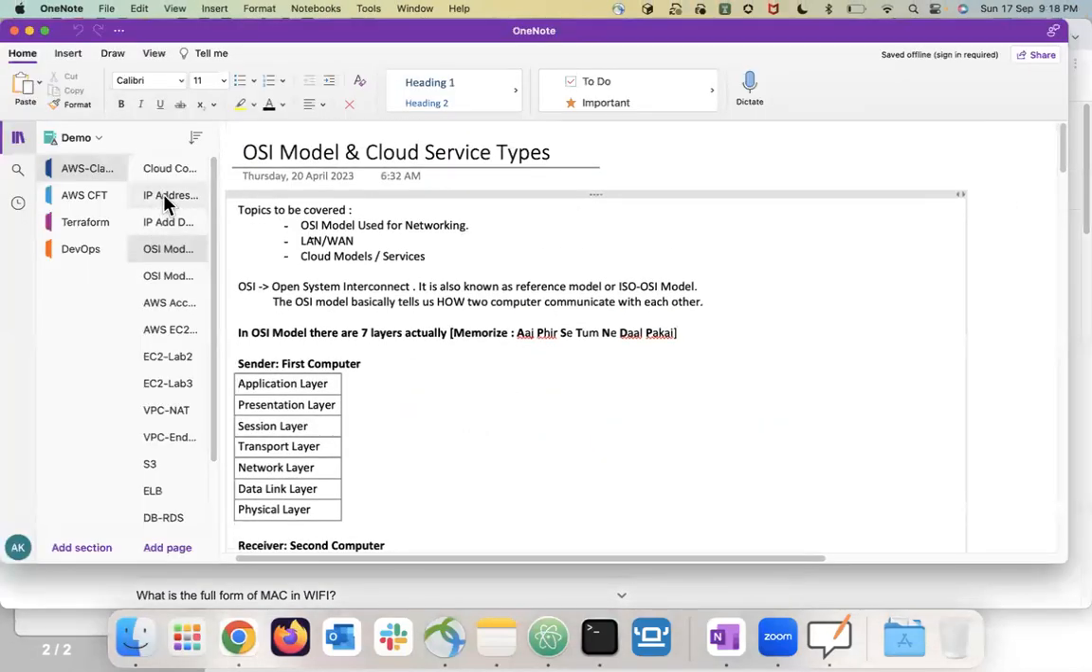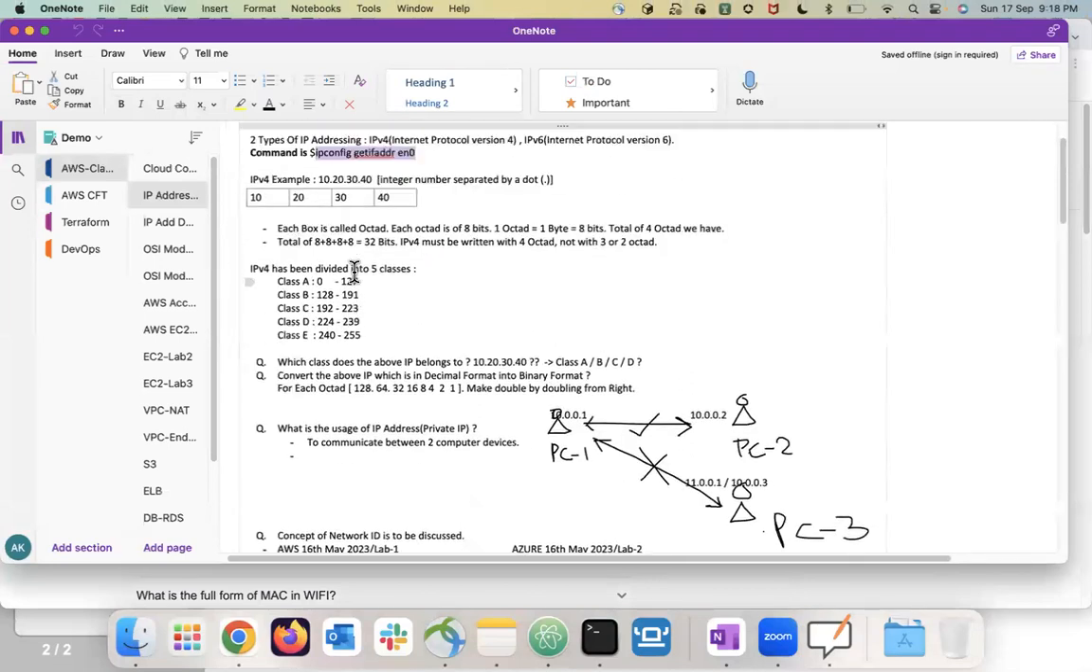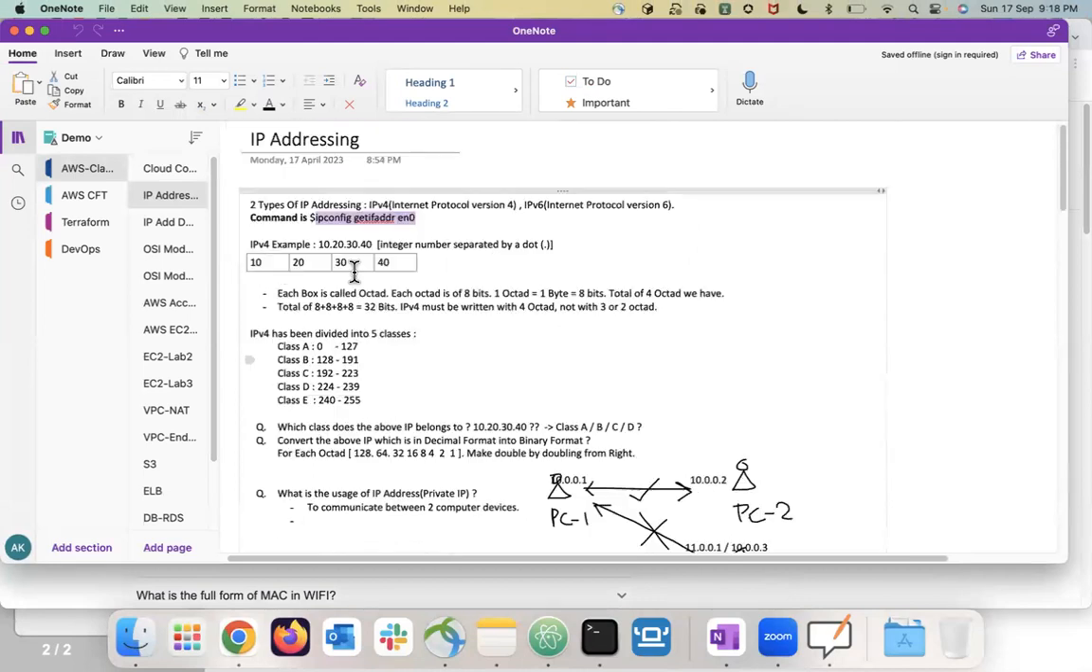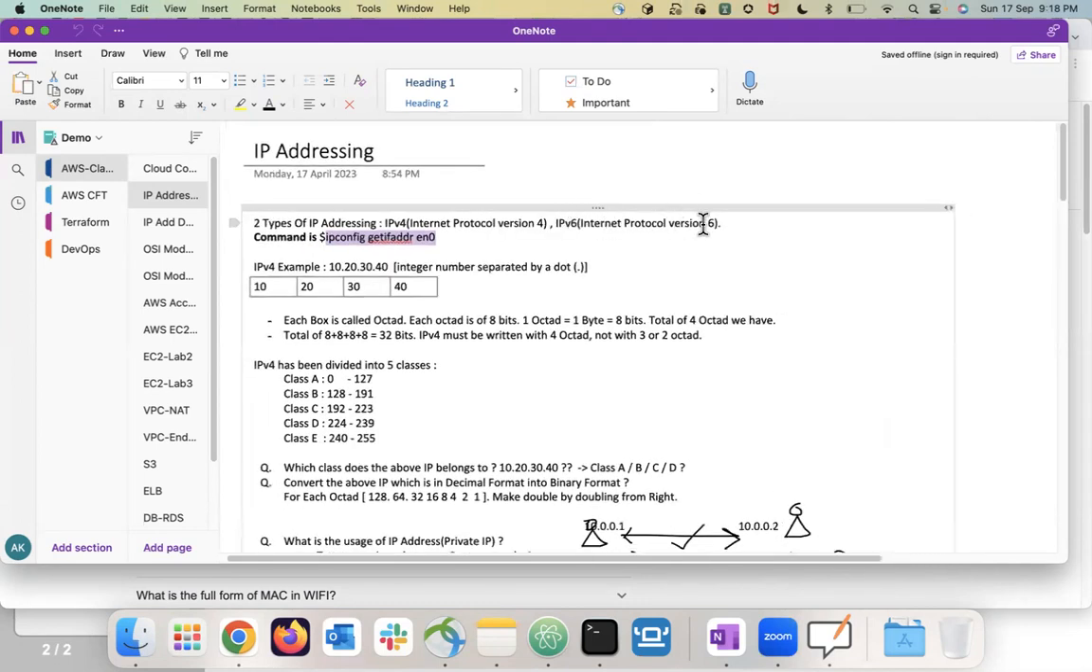Now I'll come to this IP addressing part. This theory I had taught, so I'll just go through it, and then you will understand. See, there are two types of IP address: IPv4, Internet Protocol version 4, and IPv6. So this is version 6.